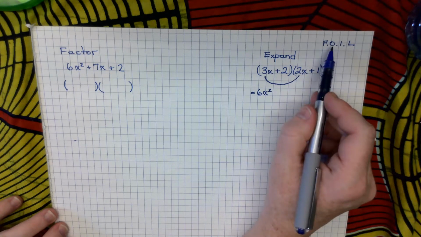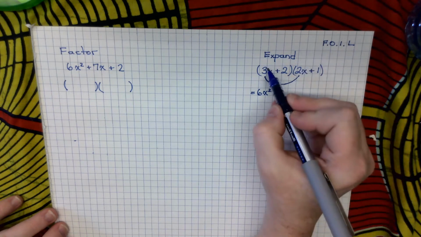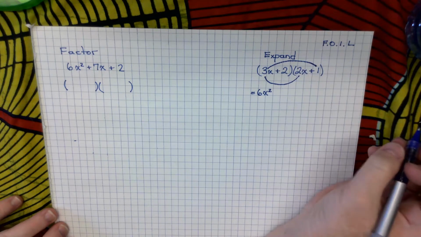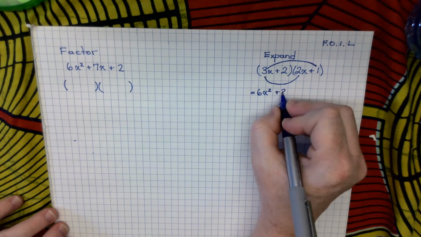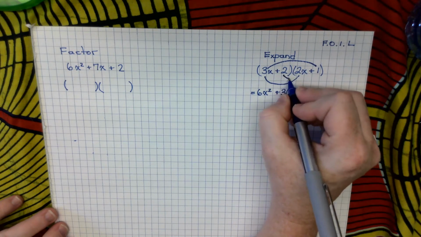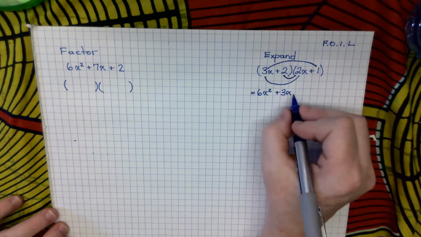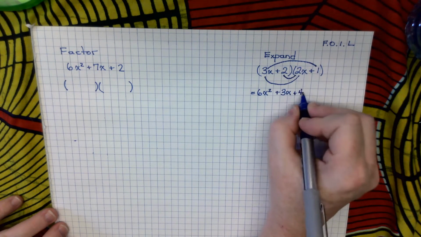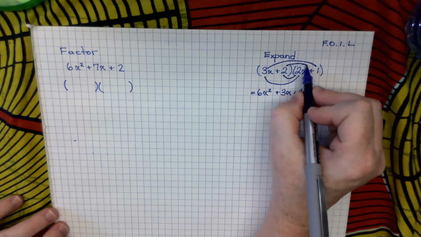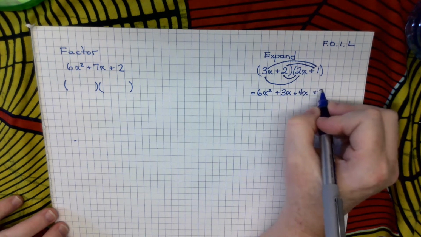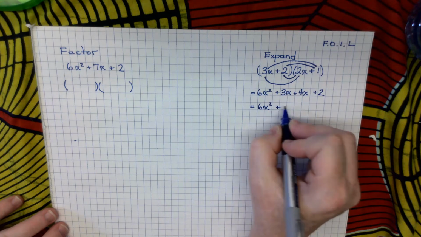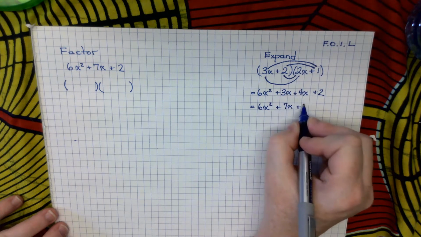Then I multiply the outside terms together. So the one on this outside and the one on this side. So 3x times 1, so plus 3x. Then I multiply the insides ones together, so 2 times 2x, which is 4x. And then I multiply the last ones together, so 2 and 1, so I get 2. And then I end up with 6x squared plus 7x plus 2.